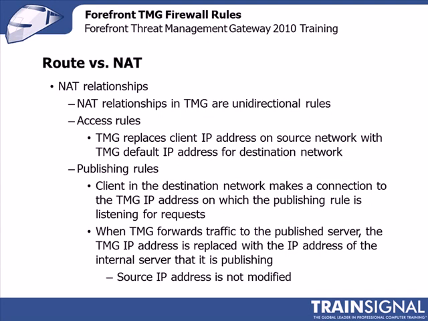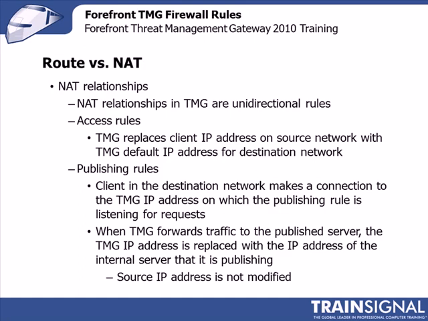When you create an access rule, what happens after that is that Threat Management Gateway, when traffic passes through it, replaces the client IP address on the source network with Threat Management Gateway's default IP address on the destination network. So if you're on the internal network and you're browsing out to the internet, you're going to have a situation where the destination machine that's being communicated with will actually see the IP address from the Threat Management Gateway system instead of the IP address from the host system, the originating system.